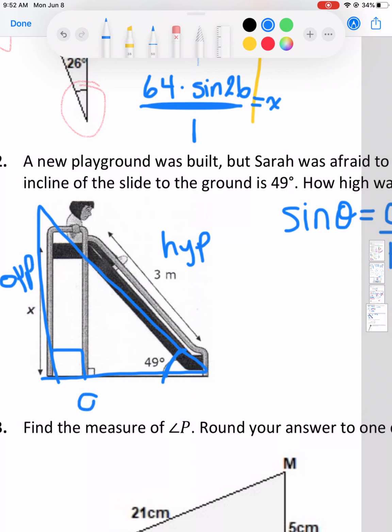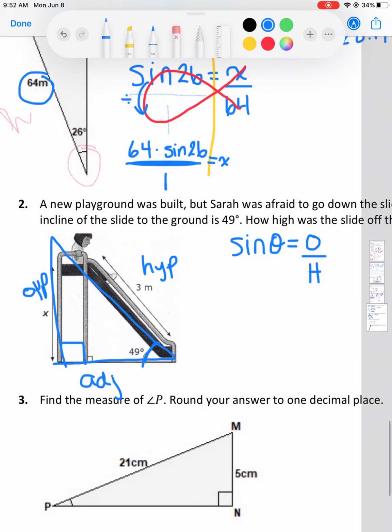And this is my adjacent. Okay, so sine theta, opposite over hypotenuse. Sine theta, what's theta? Theta is 49. What's my opposite? It's x again. What's my hypotenuse? 3. Okay. I'd say the hard part's done.